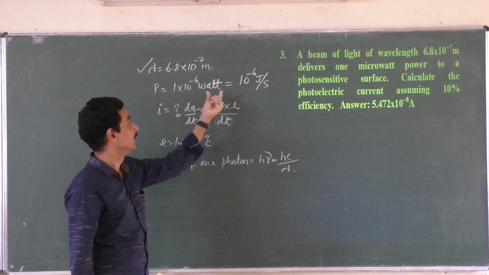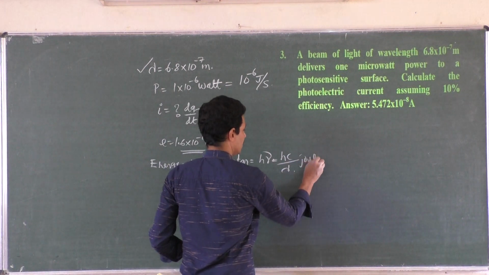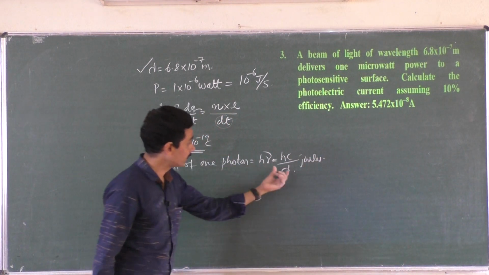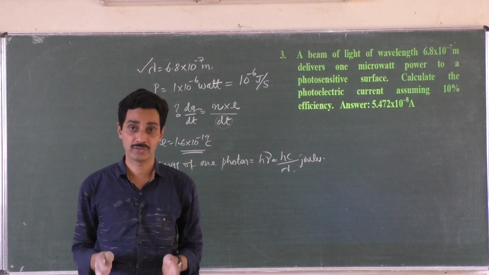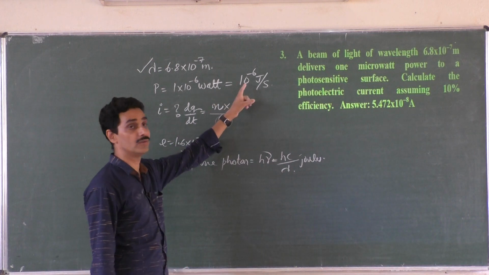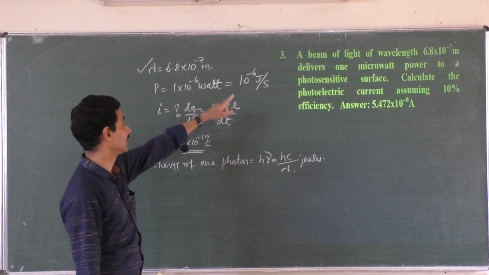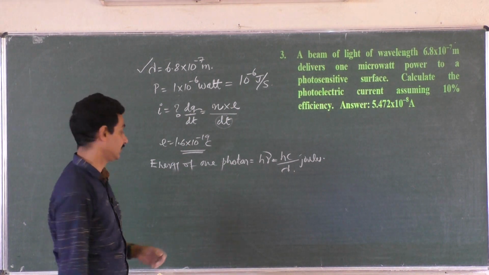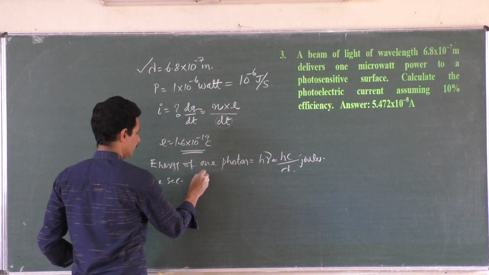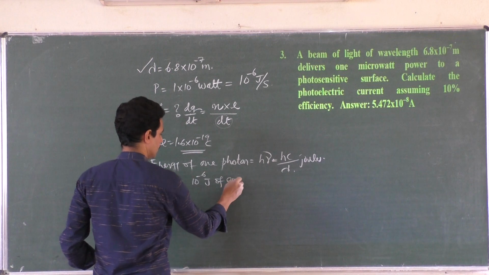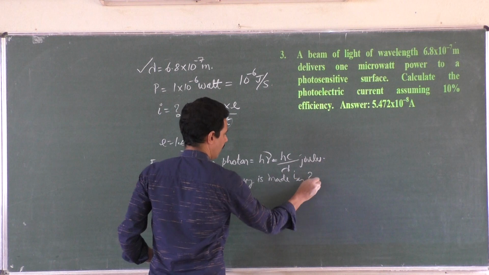What is the energy of the beam? 10 to the power minus 6 joules per second. Energy of one photon is so many joules. Now, whether one photon makes this much energy? No, because that beam contains many photons. All of them together make 1 micro joule per second or 1 micro watt. Then how many photons will be included in this energy? Can you calculate? Therefore, in 1 second, 10 to the power minus 6 joules of energy is made by how many photons?